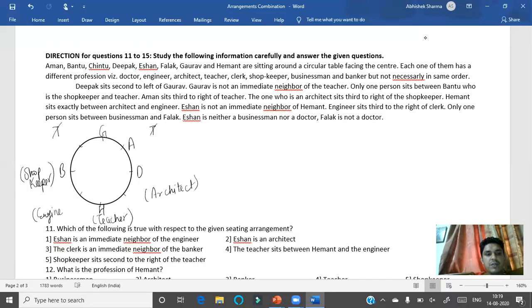Hemant sits exactly between the architect and the engineer. Thereafter, Ishan is not an immediate neighbor of Hemant. That means Ishan will definitely be here. And we are done with the teacher, so we are removing this teacher part. The engineer sits third to the right of the clerk. So that means the clerk must be here.